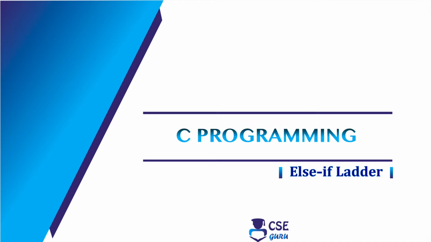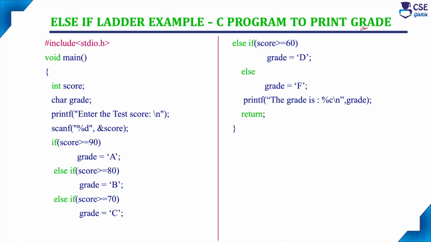Welcome to CSEGuru. In this session, we will discuss an example to implement else if ladder. And this is a C program to print grade. So here, header file #include <stdio.h> and then the main function. And here, int score. So the score we have declared as an integer variable. And grade we have declared as a character variable.